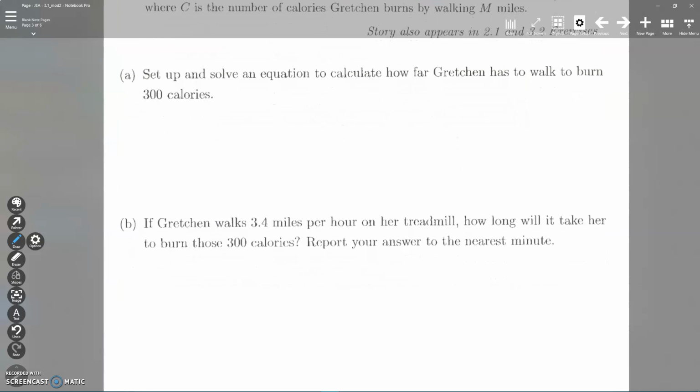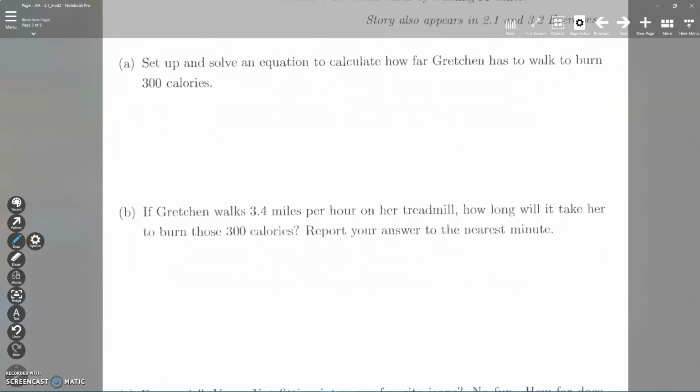Question A, set up and solve an equation to calculate how far Gretchen has to walk to burn 300 calories. So just like any other problem, if we've got the equation, we're going to start by copying down our equation. C equals 125 times the number of miles. And we're going to figure out how many miles she needs to go. How far? How many miles?